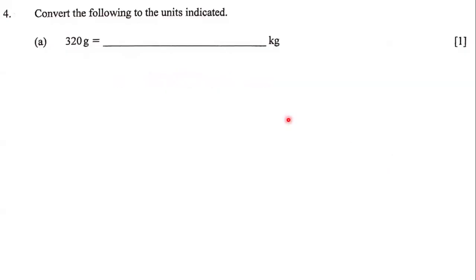We have question 4, which states, convert the following to the units indicated. We have 320 grams, and we have to convert that to kilograms. In order to convert it, we're going to use this useful acronym: King Harry died gravely drinking chocolate milk.